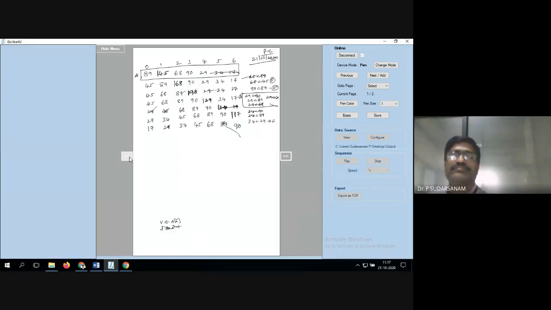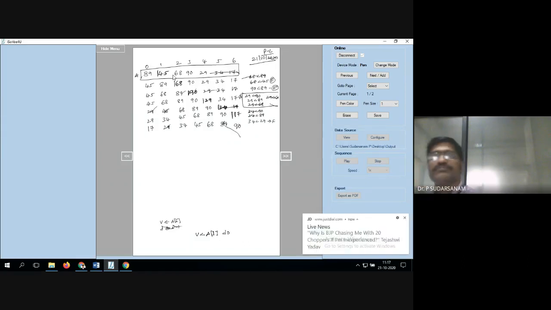So now what you are doing is, till this condition, 68 is less than this one. V is less than A of J. So this location is called A of J, and this is called V. So write it here: V is less than A of J.